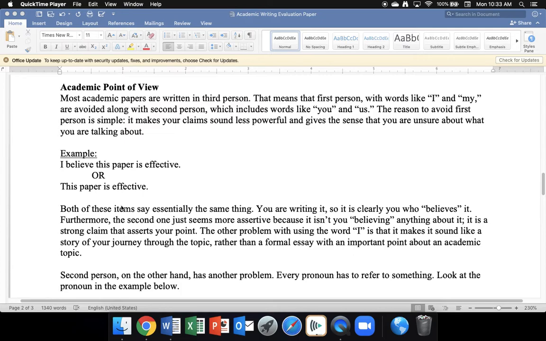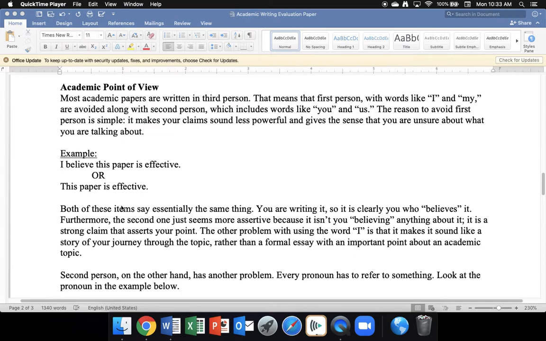You can say, "I believe this paper is effective," or you could just say, "This paper is effective." Because your name is at the top of the paper, we know who is saying it. And so you don't need the word I, and especially "I believe," in front of your assertions because everything in the paper that's not in quotes is your assertions.